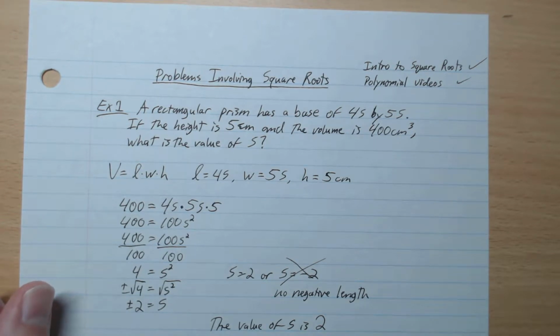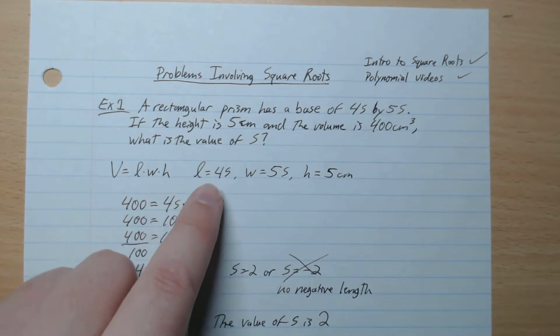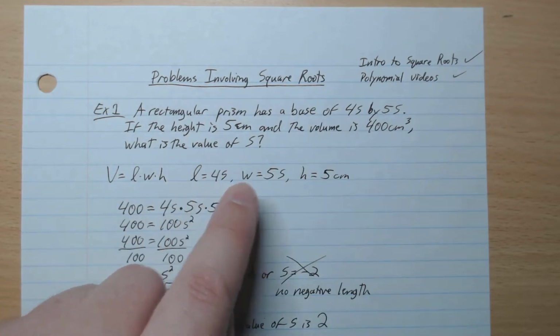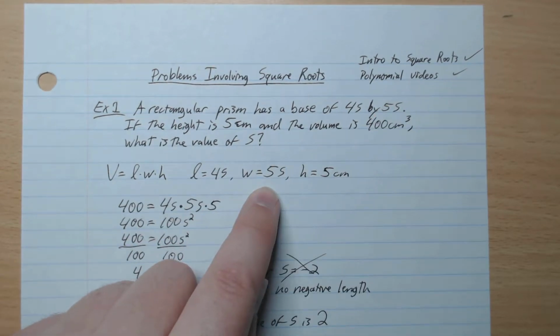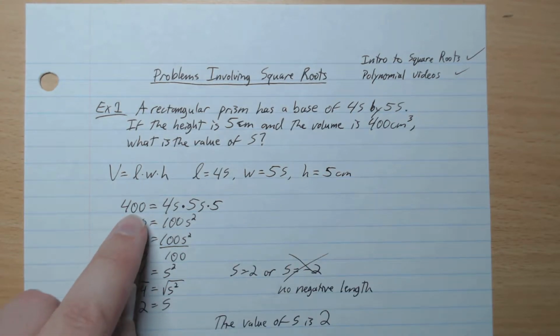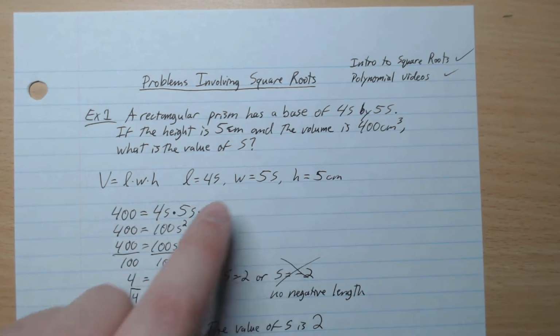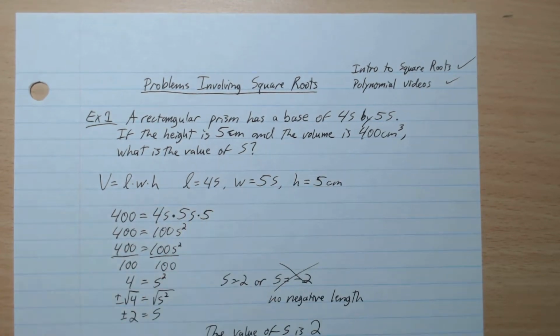If the height is 5 centimeters and the volume is 400 centimeters cubed, what is the value of s? So we're looking at our volume here, length times width times height. We know that the length is 4s and the width is 5s and the height is 5 centimeters. So our given volume is 400 from the problem. So 400 equals 4s times 5s times 5, like that.